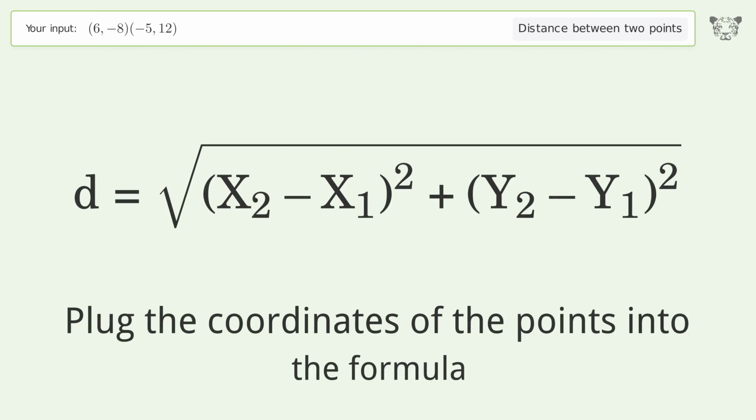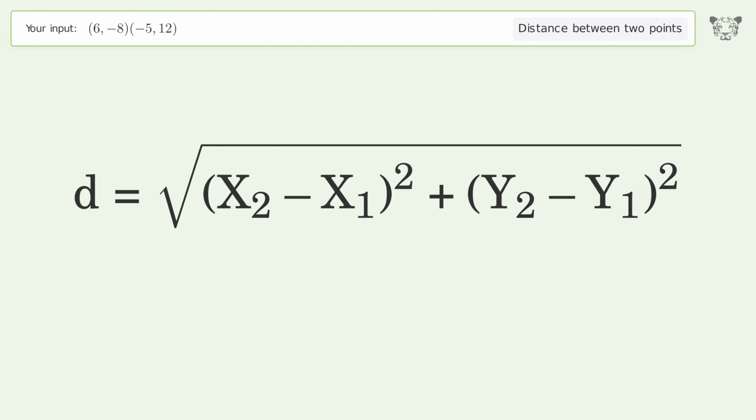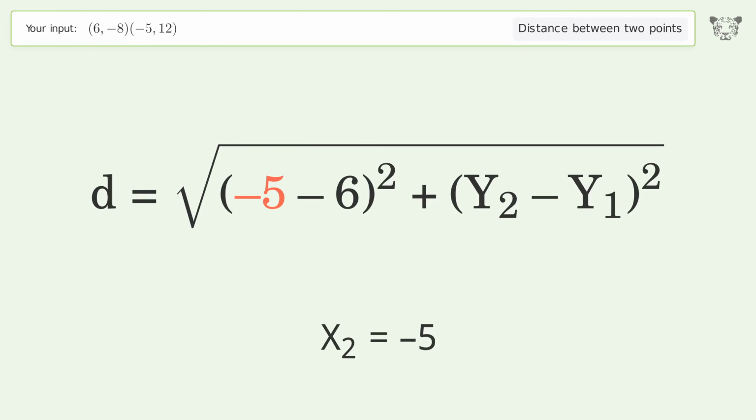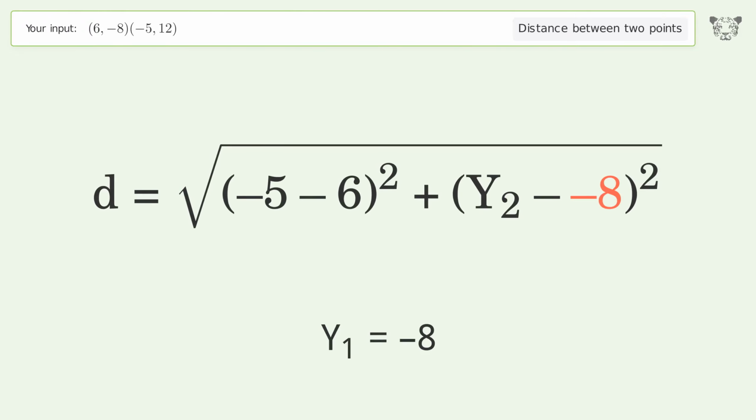Plug the coordinates of the points into the formula. x1 equals 6. x2 equals -5. y1 equals -8. y2 equals 12.